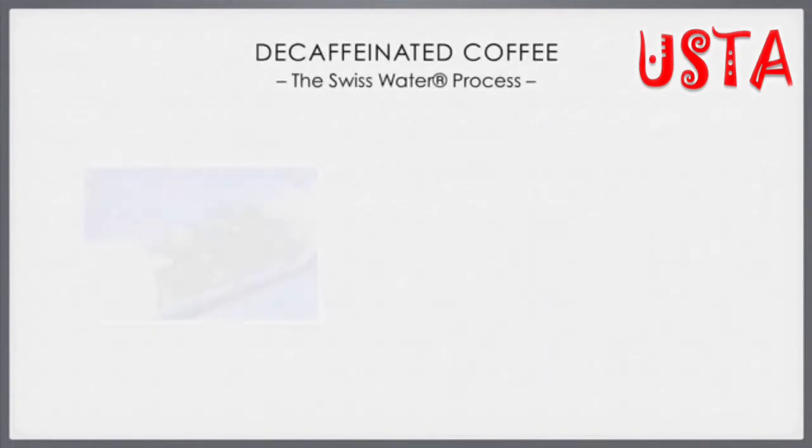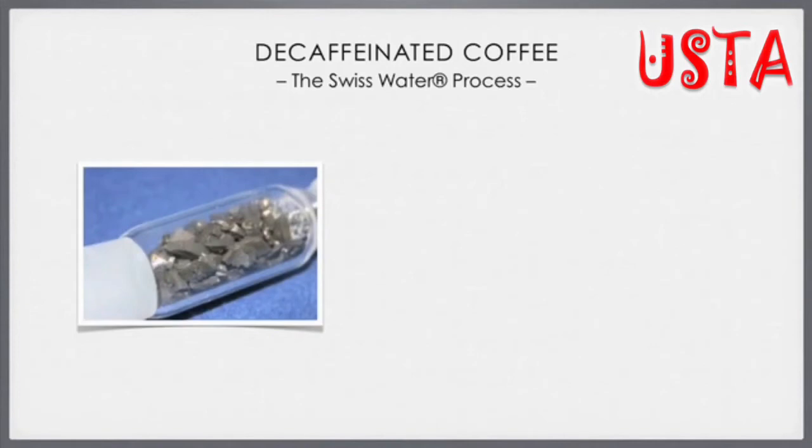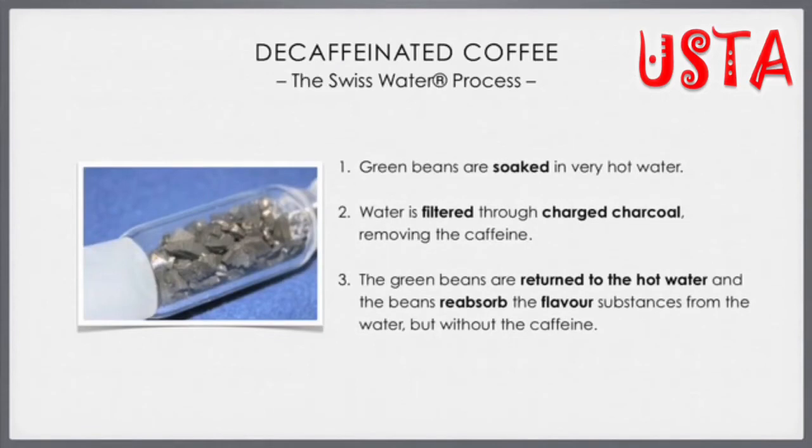The Swiss water process is used due to the fact that it is environmentally friendly. It's chemical free and referred to as the water-only process. This process uses the following steps. Firstly, the green beans are soaked in very hot water. The water is then filtered or percolated through activated or charged charcoal, which removes the caffeine. Then the green beans are returned to the hot water and the beans reabsorb the flavor substances from the water, but this time without the caffeine.